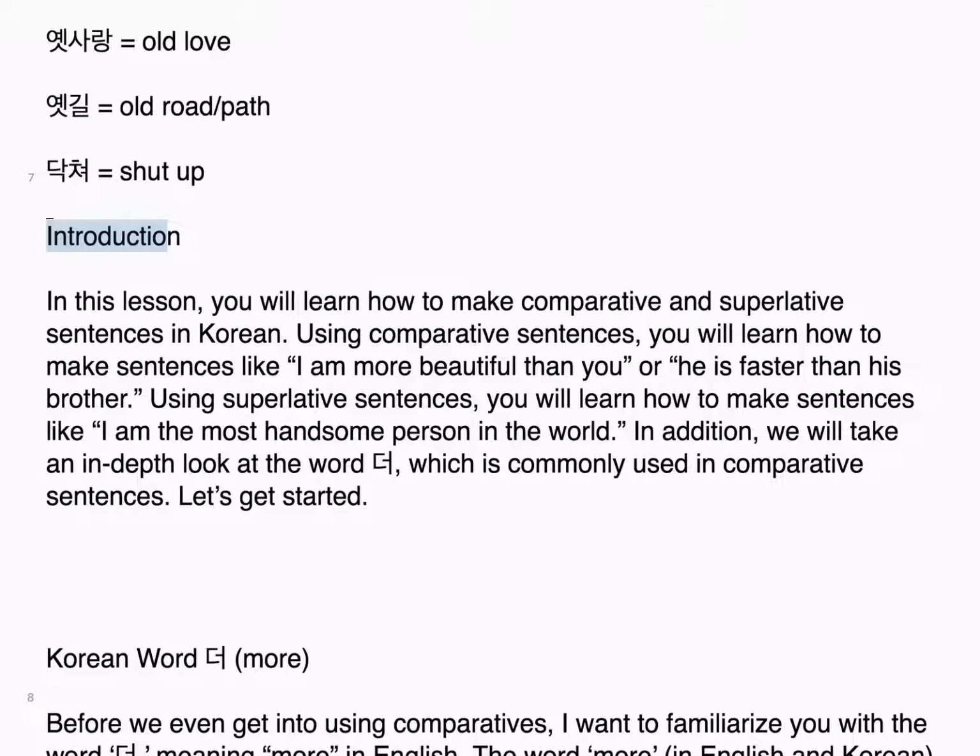Introduction. In this lesson, you will learn how to make comparative and superlative sentences in Korean. Using comparative sentences, you will learn how to make sentences like I am more beautiful than you or he is faster than his brother. Using superlative sentences, you will learn how to make sentences like I am the most handsome person in the world. In addition, we will take an in-depth look at the word 더, which is commonly used in comparative sentences.